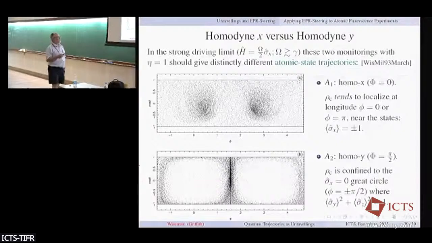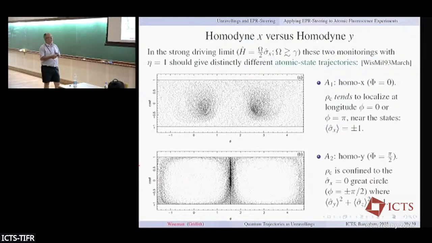I think it's fascinating the way this works. With homodyne X measurement, which corresponds to a phase of 0, Bob's conditioned state tends to localize, as you see, very approximately around 0 and pi for the azimuthal angle, which means that these are states close to sigma x being plus or minus 1.